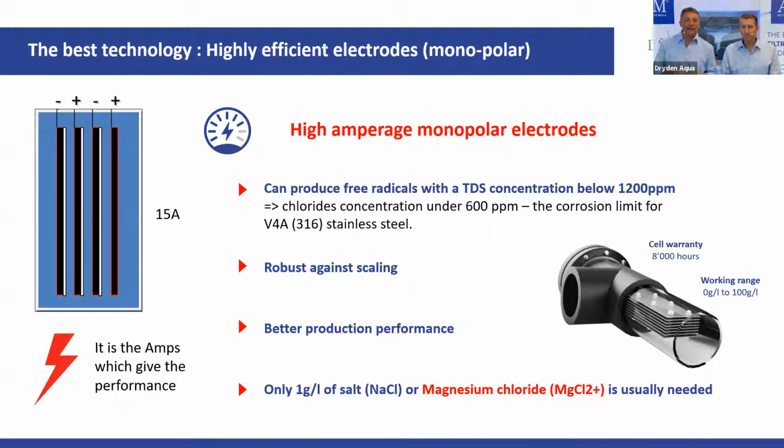That means also, with the bipolar cells, you can work just in a short range, between 3 to 5 grams of salt per liter of water. Whereas with these monopolar cells, this is what you see here, you can work with no salt, with 0 salt, or up to 10%, 100 grams of salt in 1 liter of water. So to summarize, monopolar cells are much stronger.